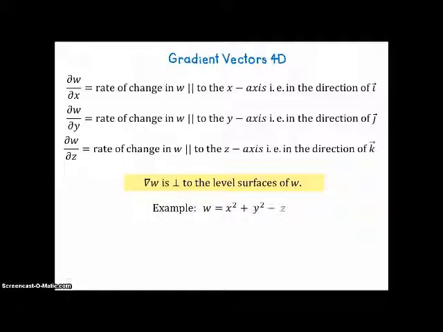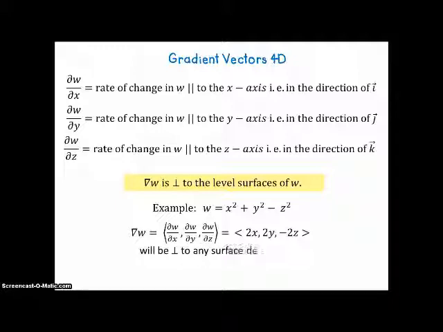For example, let's say we have this function of 3 variables. Then the gradient vector for w has the components of the 3 partial derivatives, namely 2x, 2y, and negative 2z. And if we plug in numbers for x, y, and z, that gradient will be perpendicular to any of the surfaces described by a constant equal to x squared plus y squared minus z squared.